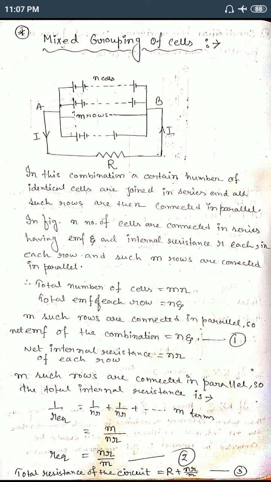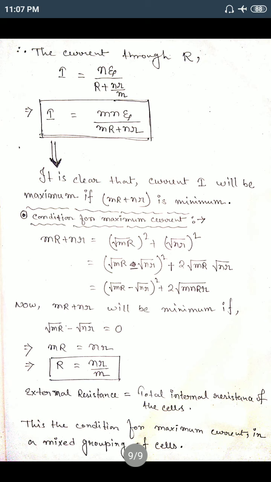Equation 2 gives us the total internal resistance. Equation 3 gives us the total resistance of the circuit. Now we can easily find I equals total EMF, that is nE, divided by total resistance R plus nr by m. So we get I equals m into n into E by mR plus nr. This is the expression for current from this mixed grouping of cells.